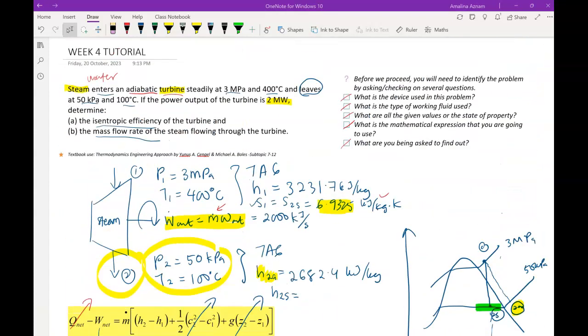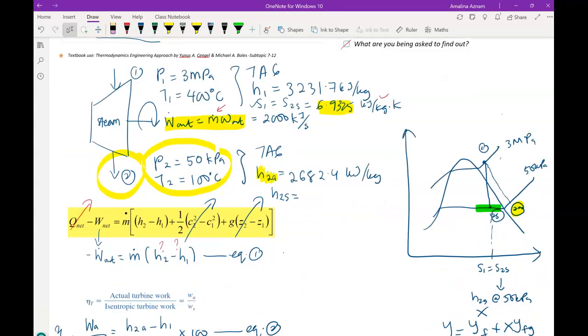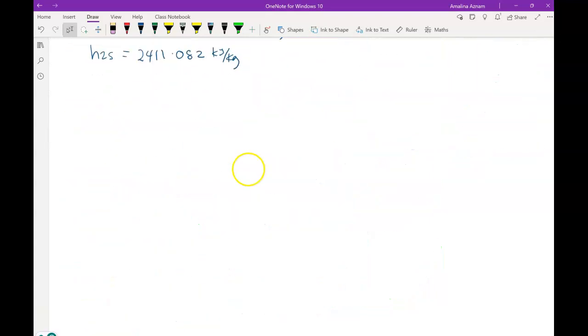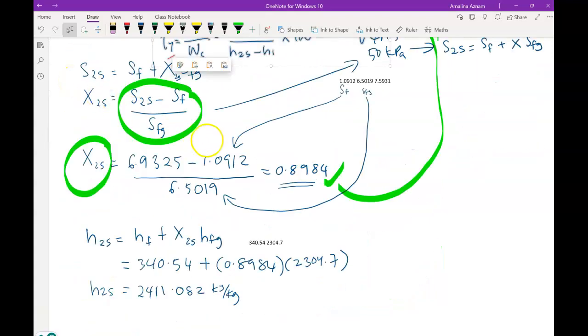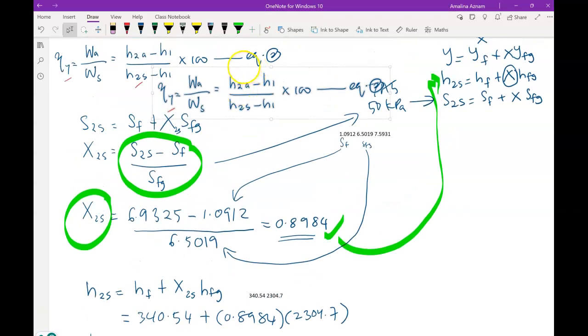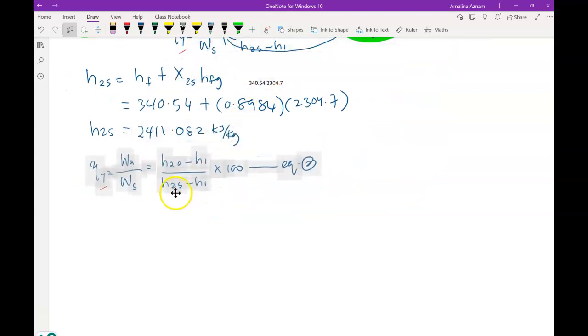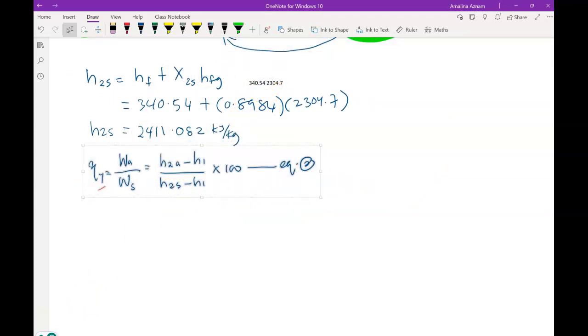So remember, our main objective in the first place is to find the isentropic efficiency, and we are going to make use of these equations over here, right? Equation 2 over here, to find our isentropic efficiency. So I'm going to rewrite these expressions down there. Okay, so we are going to paste it in here. Oops, sorry. I'm going to bring it down here. Okay, let's do the mathematical expressions.